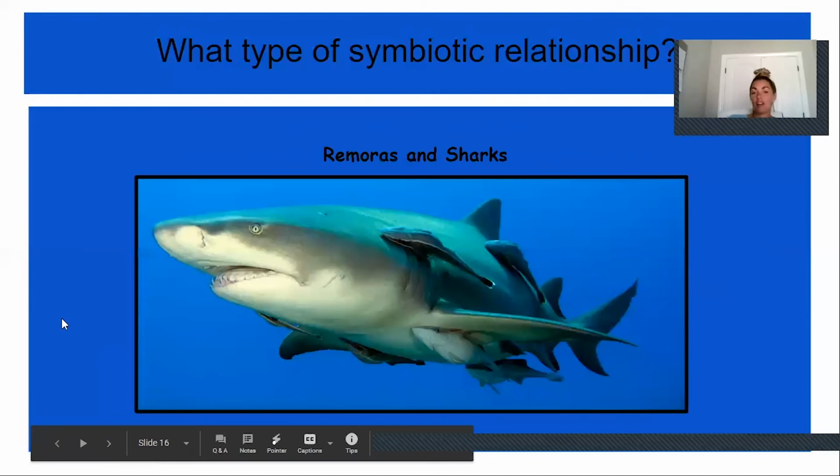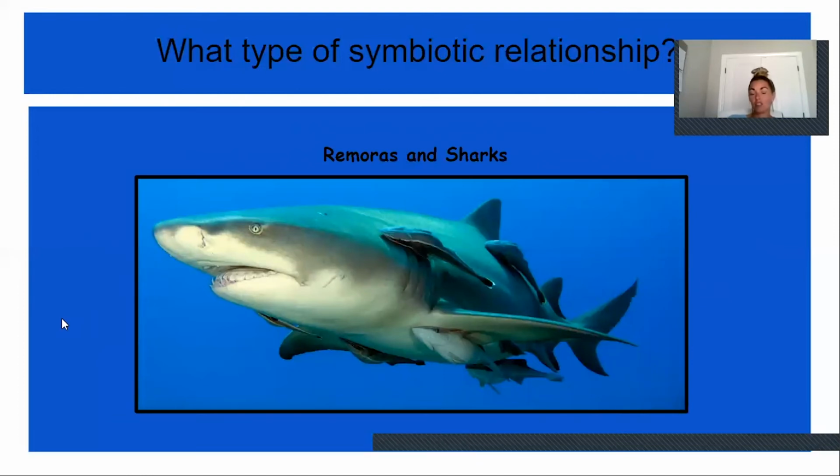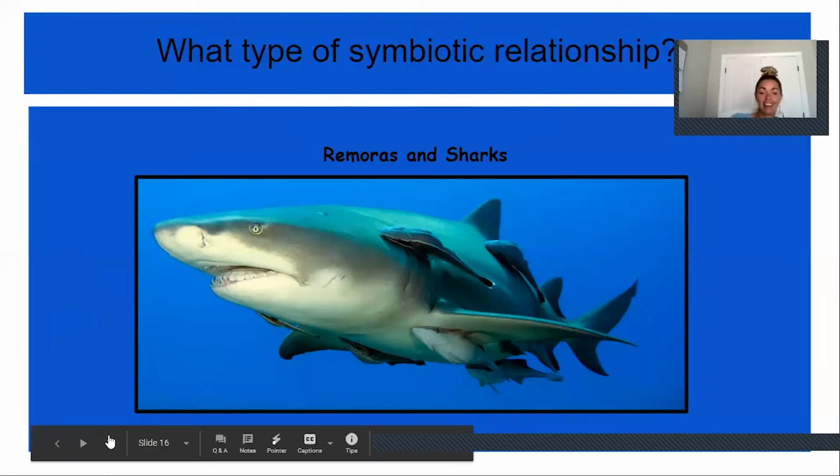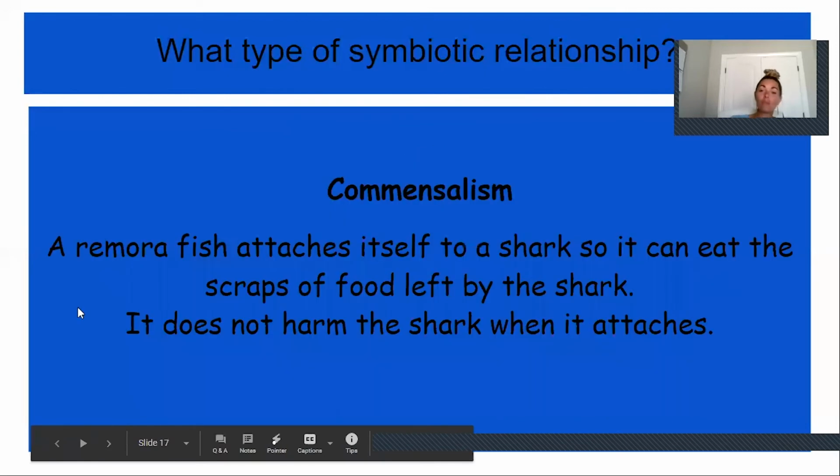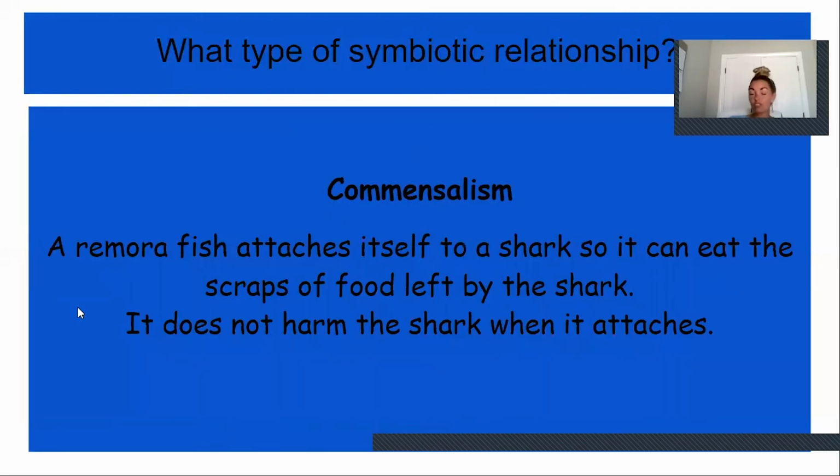What about this? We have remoras and sharks. So those are those little sucker fish that will follow around sharks and eat the scraps. I might have just given it away. All right, it is commensalism. A remora fish attaches itself to a shark so it can eat the scraps of food left by the shark. It does not harm the shark when it attaches to it. So this is definitely a win, right? It's almost like a bib for the shark. So the shark is getting stuff cleaned up around him, and the little remora fish is getting a free meal.